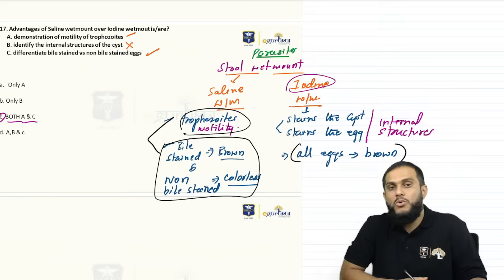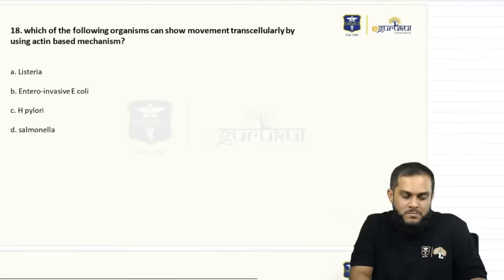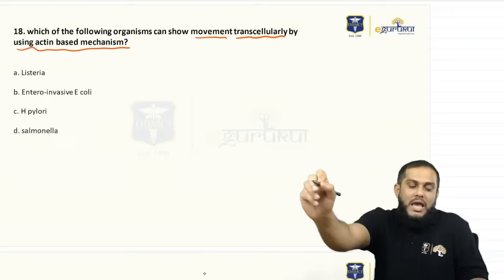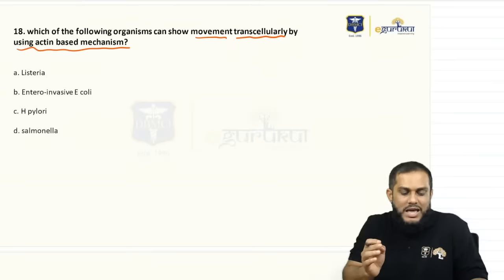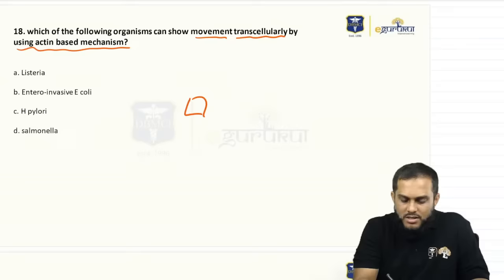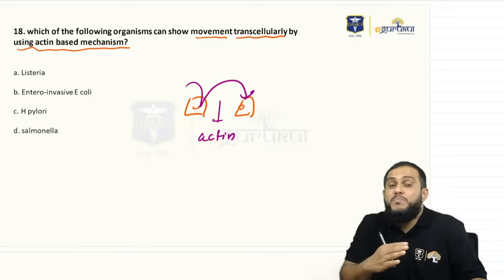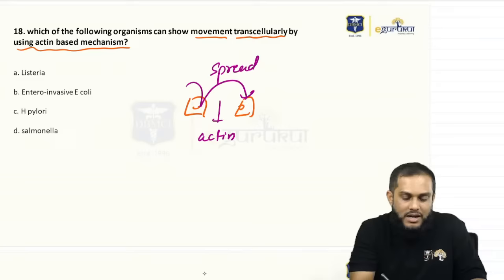17th question done. Moving on to the next question, 18th question. Which of the following organisms can show movement intracellularly, transcellularly, by using an actin-based mechanism? You are being asked which organism can move from one cell to another cell by using actin filaments. That is what they are asking, right?